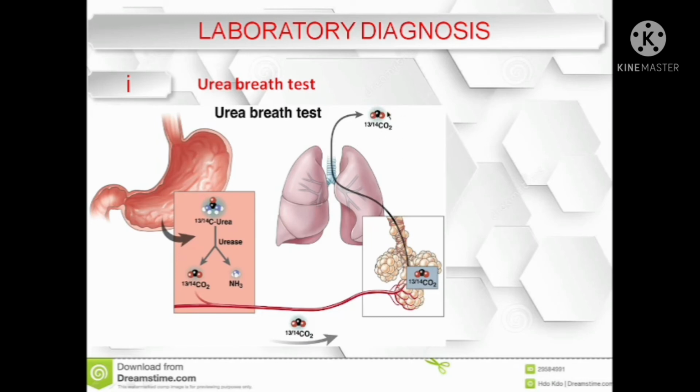Okay, so it's a very nice test that they do. So somebody may ask, we have some other bacteria in the stomach, can't they also split this? How sure are you that it is H. pylori? You understand that?